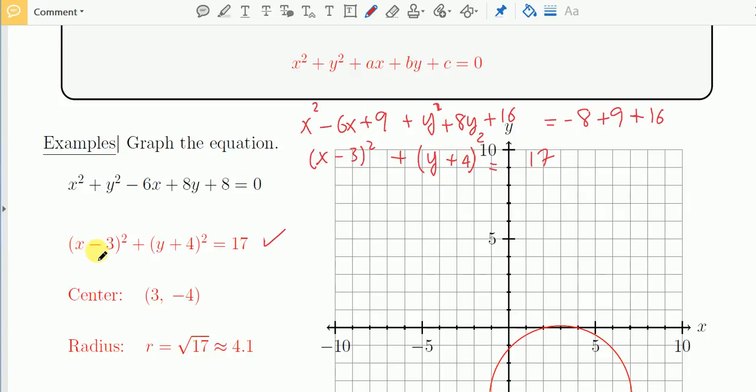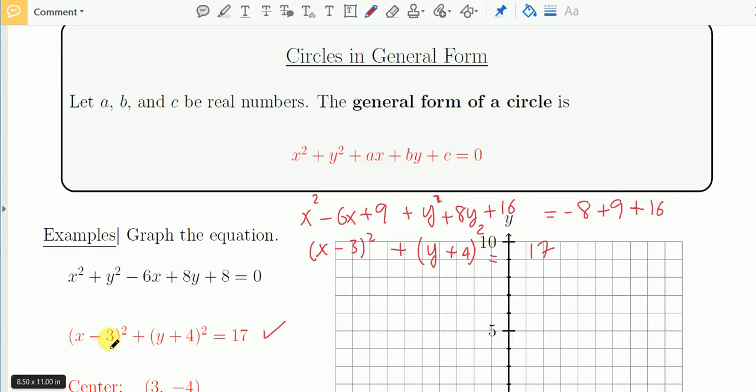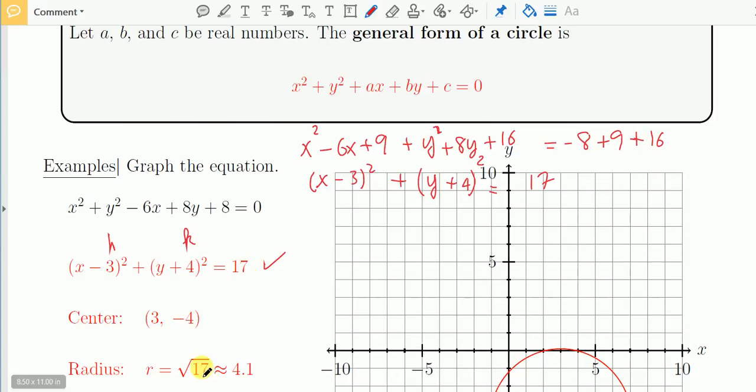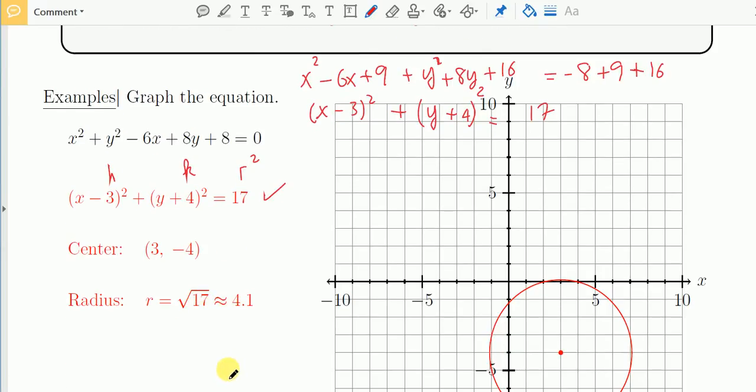And this format is the standard form: x minus h, y minus k. So we have h to be 3, and because this is plus, k is minus 4. The radius is the square root of this, because this one is r squared. So the radius is the square root of 17, or around 4.1.